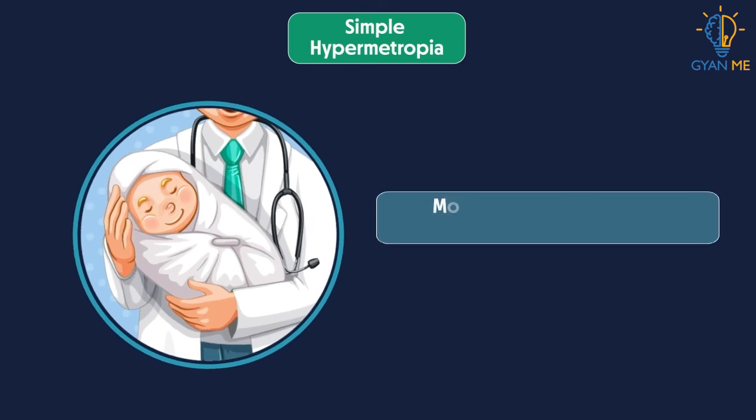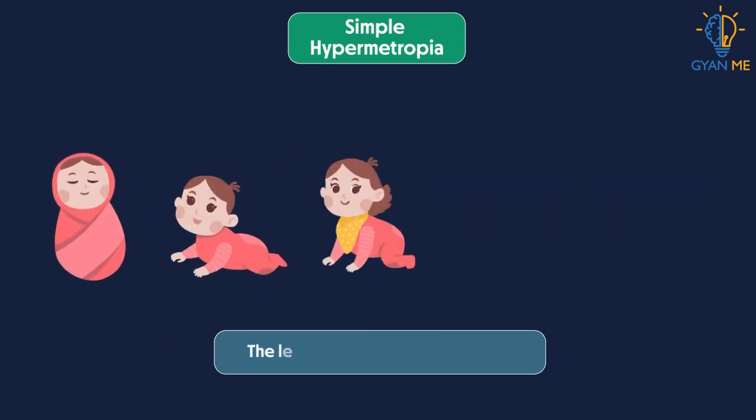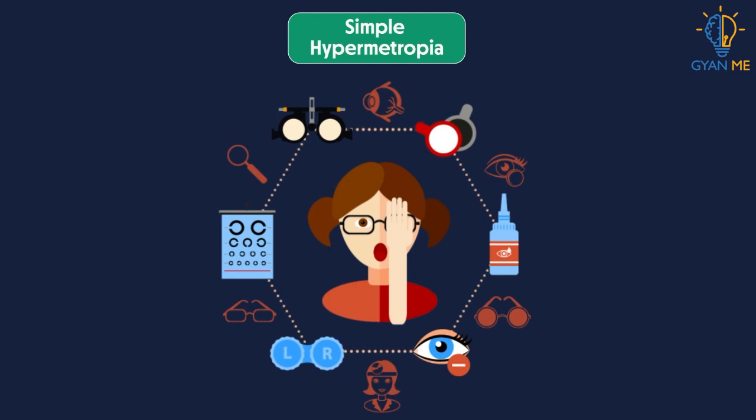Most children usually have farsightedness or hypermetropia when they are born. And as they grow, the length of the eyeball increases and farsightedness often disappears. But in a few, this does not happen, and the hypermetropia continues to develop in them. And if this goes undetected at an early stage, the condition worsens and damages the eye.